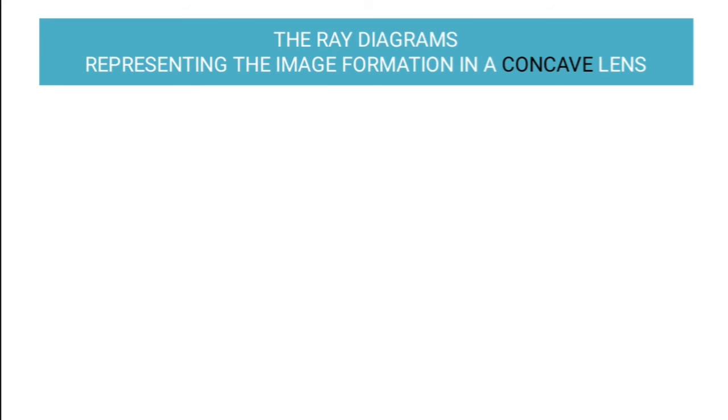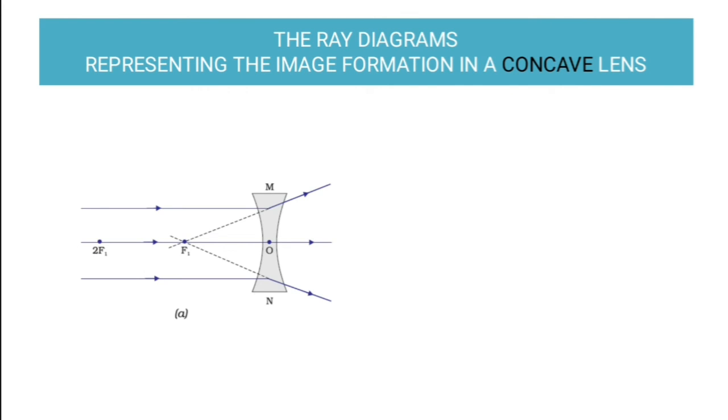So students, with this we arrive at the second part of spherical lenses, which is the ray diagrams representing the image formation in case of concave lens. So earlier it was convex lens, now it is concave lens. So let us see the two cases.